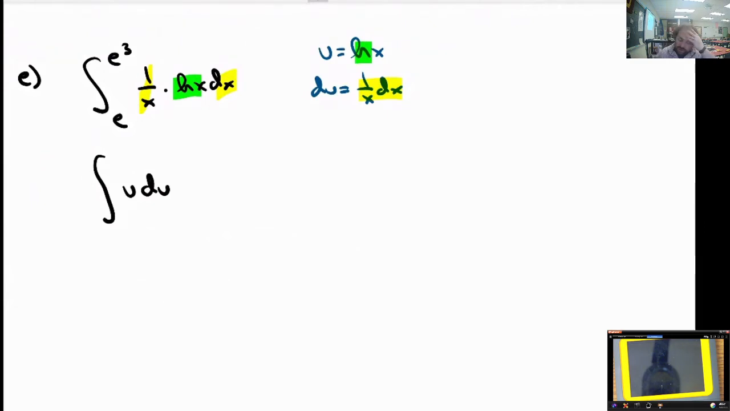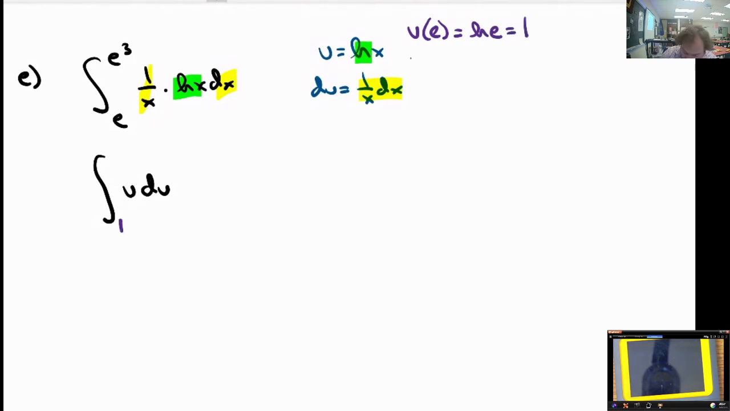The only challenge here is the bounds of your integral need to change, because we just substituted all the x parts for u parts, and so we can't keep our bounds the same. So we need to think about what is u of e for our bottom boundary. That's the natural log of e, and that is 1. So I'm going to put a 1 down here.